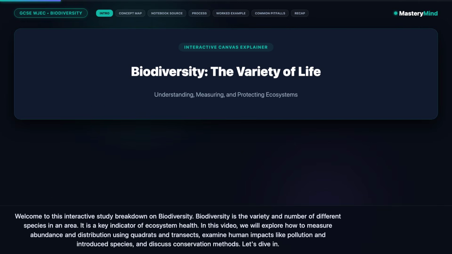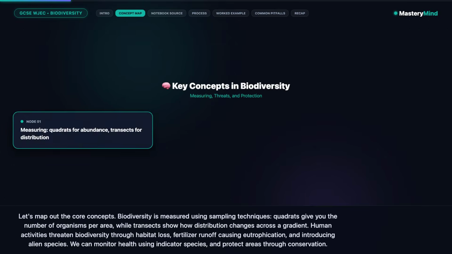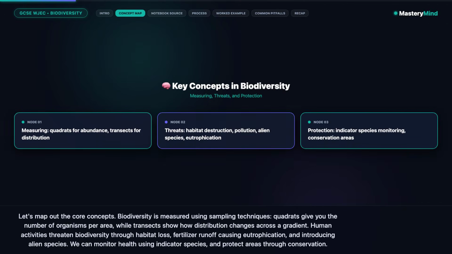Let's dive in. Let's map out the core concepts. Biodiversity is measured using sampling techniques. Quadrats give you the number of organisms per area, while transects show how distribution changes across a gradient. Human activities threaten biodiversity through habitat loss, fertilizer runoff causing eutrophication, and introducing alien species. We can monitor health using indicator species, and protect areas through conservation.